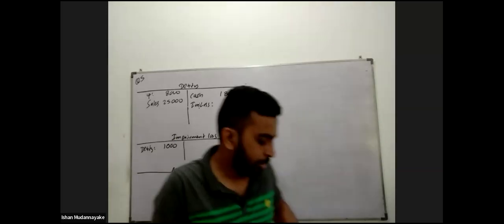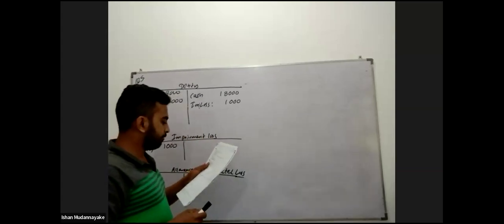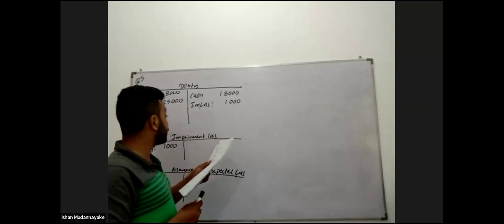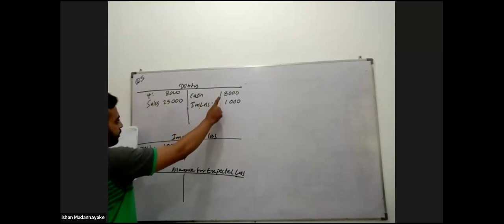Now look at question number 5. Debtors as at 1st January 2024: opening debtor balance 8,000. Credit sales 25,000. Cash received 18,000. Impairments 1,000: debtor credit, impairments account debit 1,000.